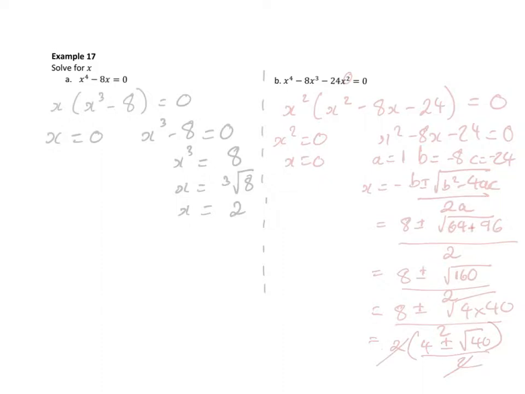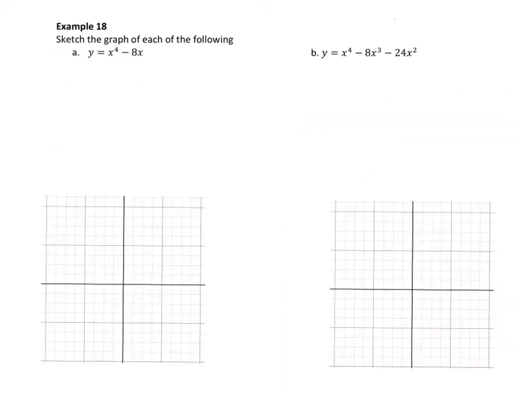So all up, my x values for this one would be x equal to 0 and x equal to 4 plus or minus root 40. So that's a very complex one in terms of the solutions that you get, but you are just really either completing the square or the quadratic formula and tidying it up there. So we are just solving quartics.